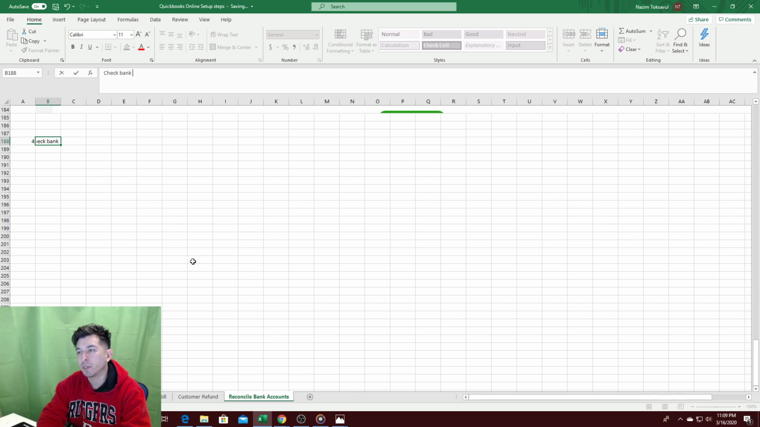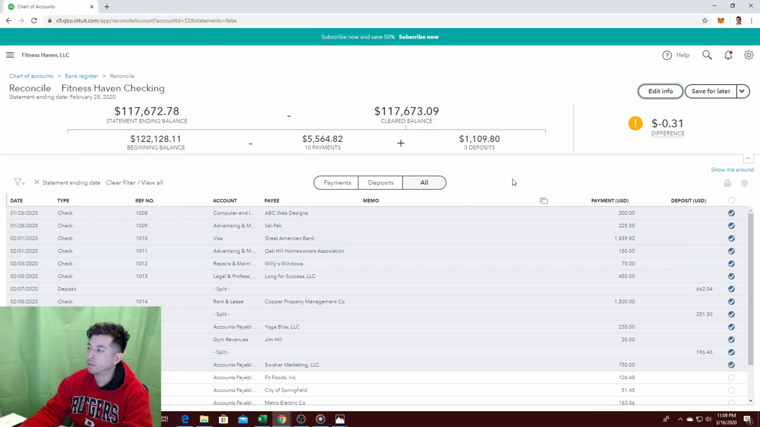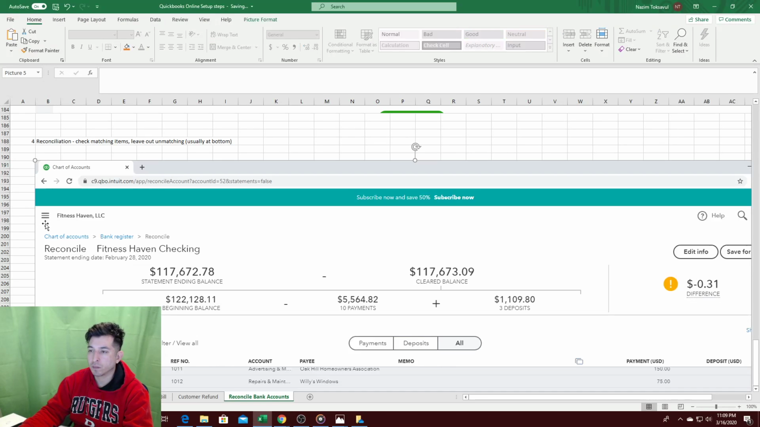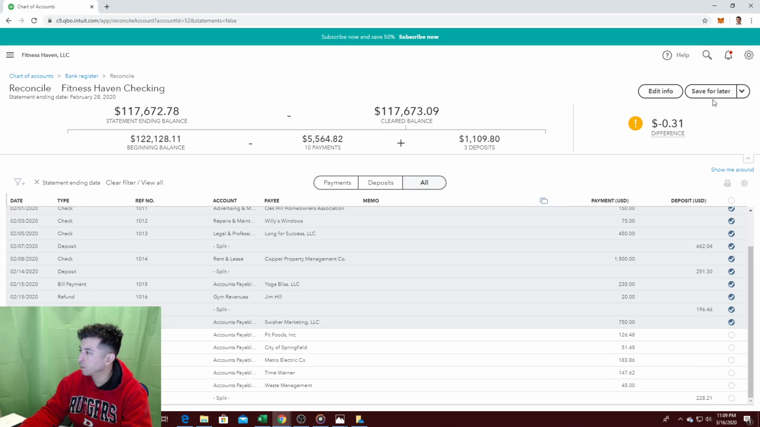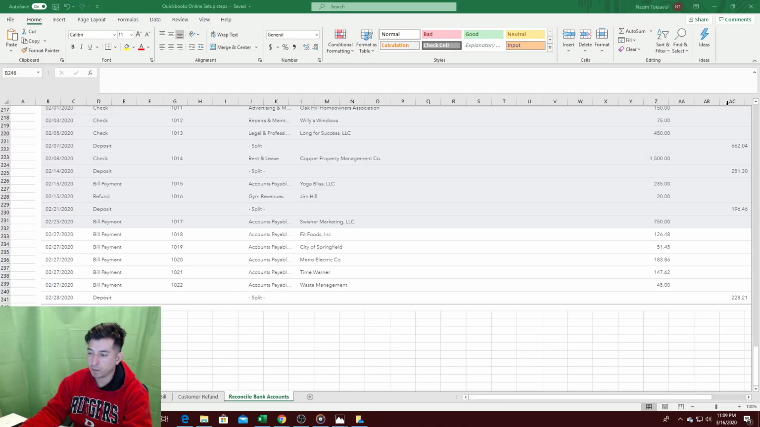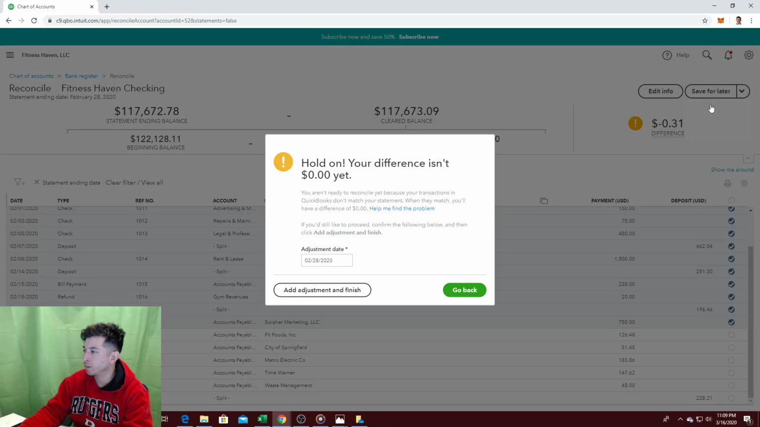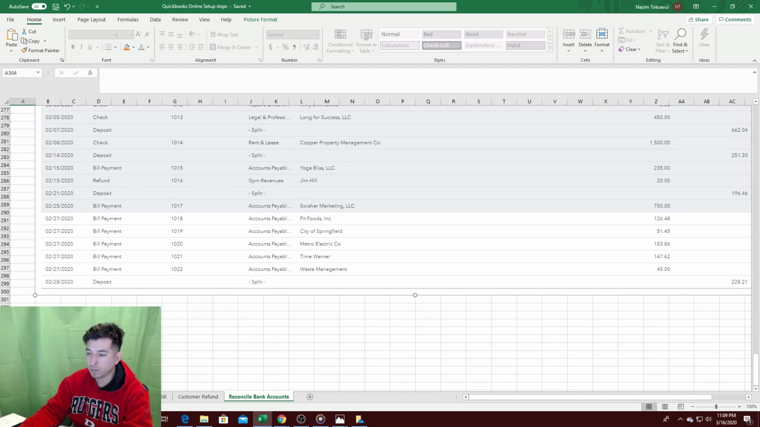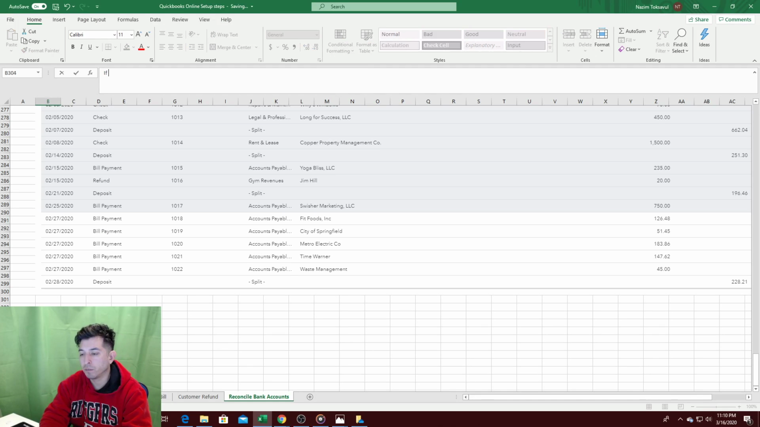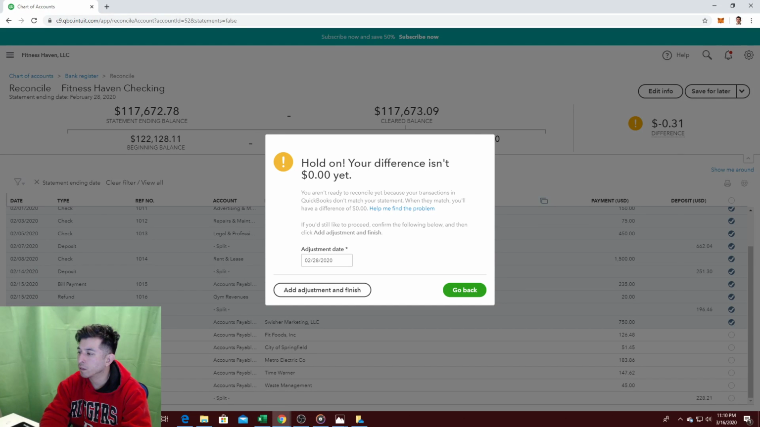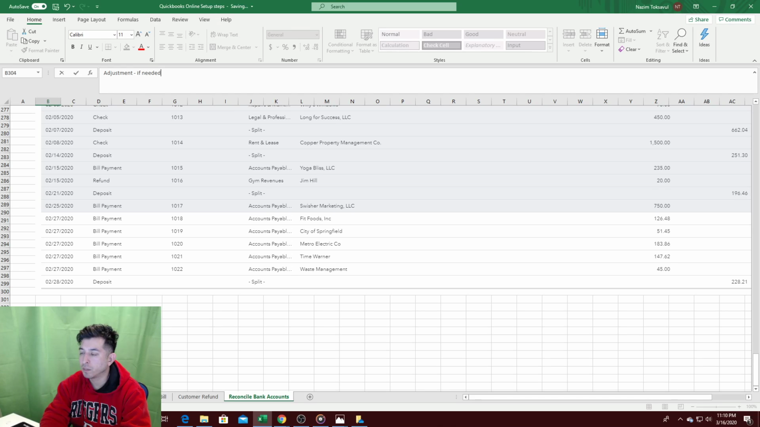Check bank reconciliation. Check matching items. Need help unmatching? Usually at the bottom. Okay. So hit finish now. Finish now. Select. Adjustment if needed, pending, other. Okay.